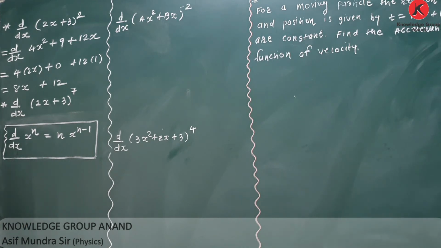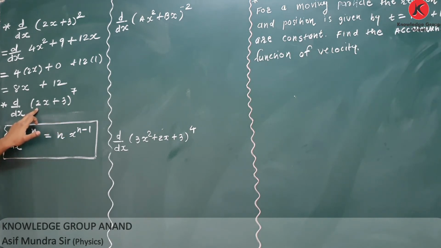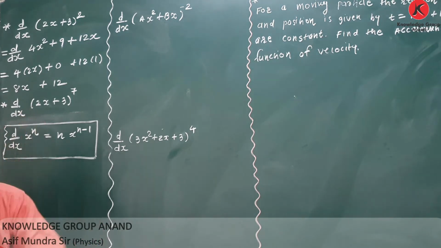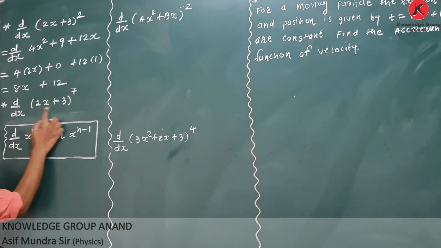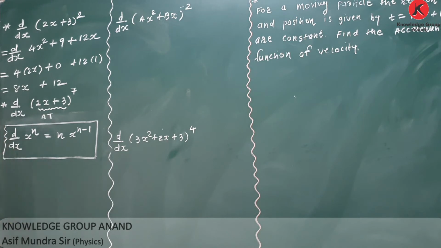But now here, see, it is a power, and it is the power of 2x plus 3. Is this term only x? No, it is not only x. So we will consider this term as an additional term. And how to find its differentiation? See, it is simple. First of all, you have to apply this formula.